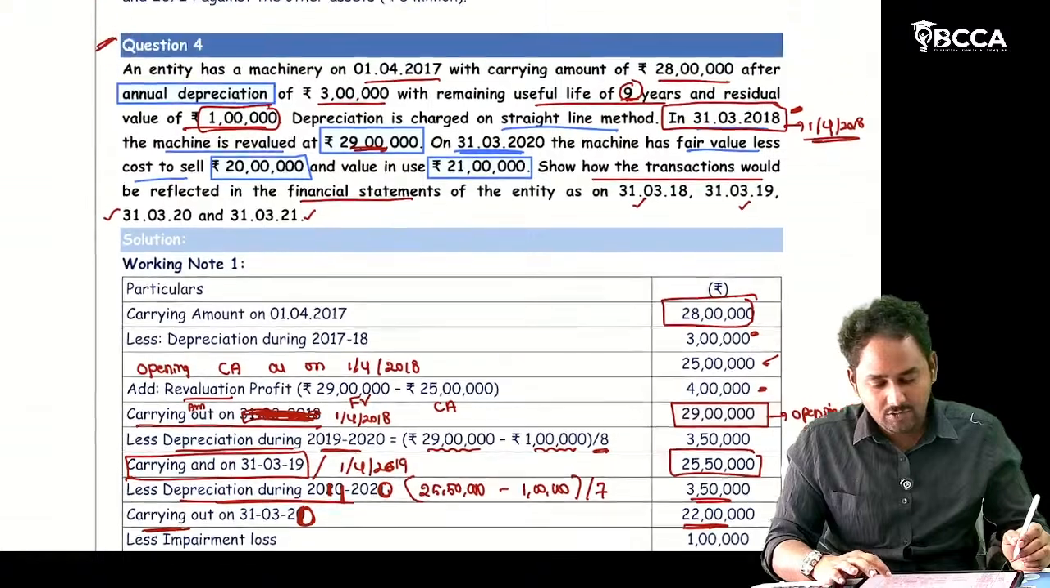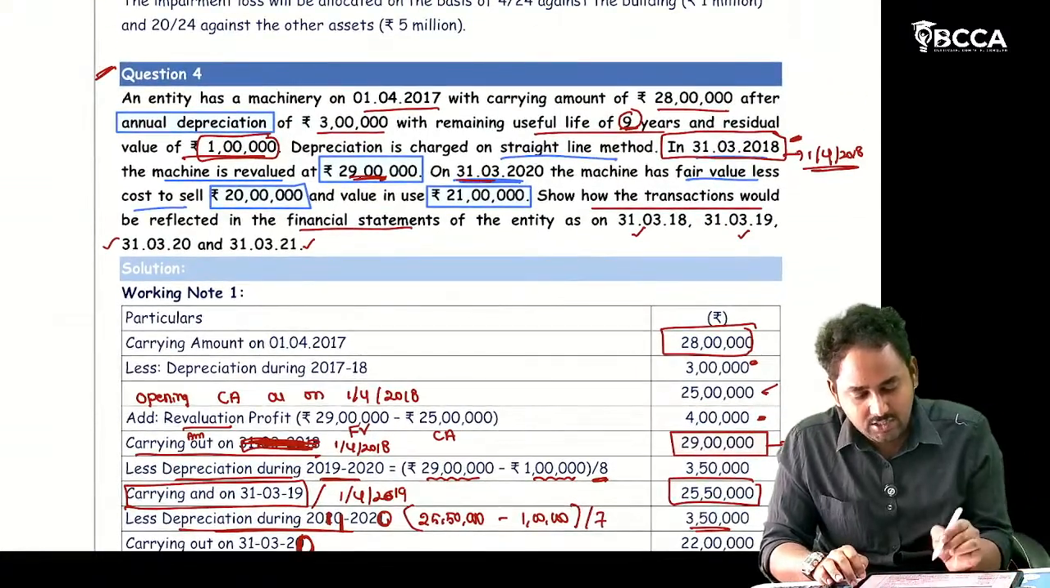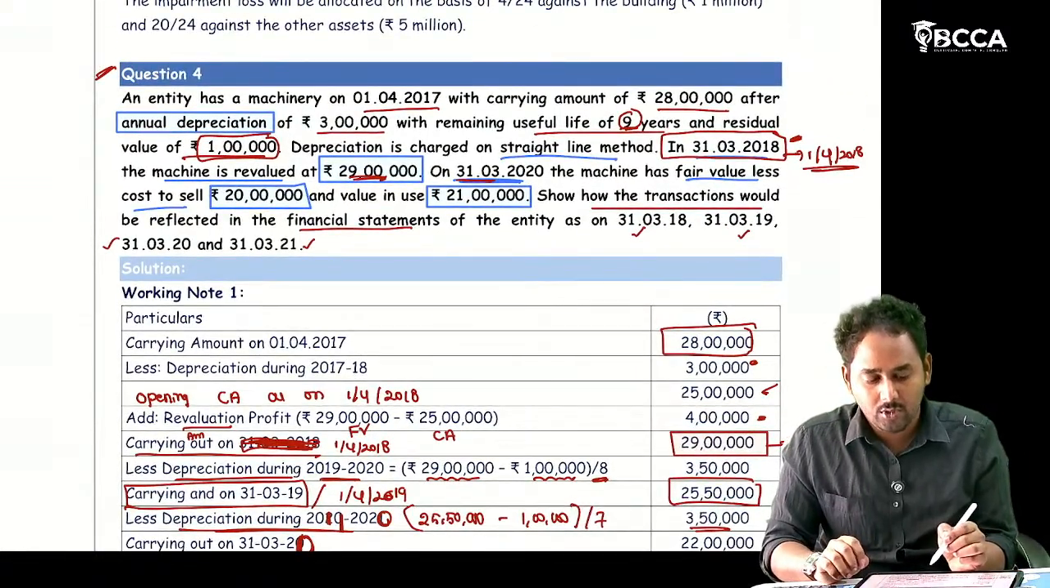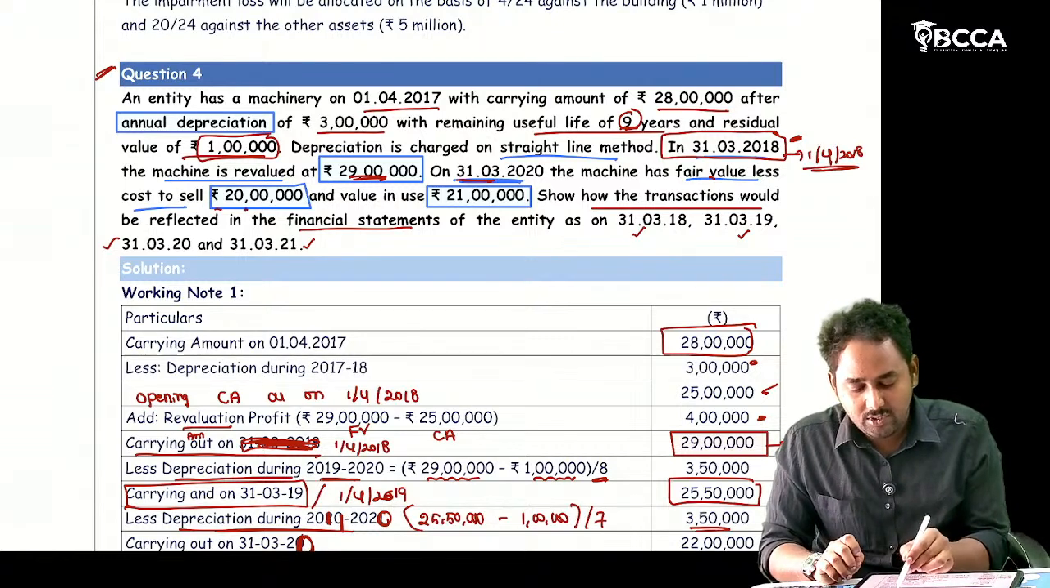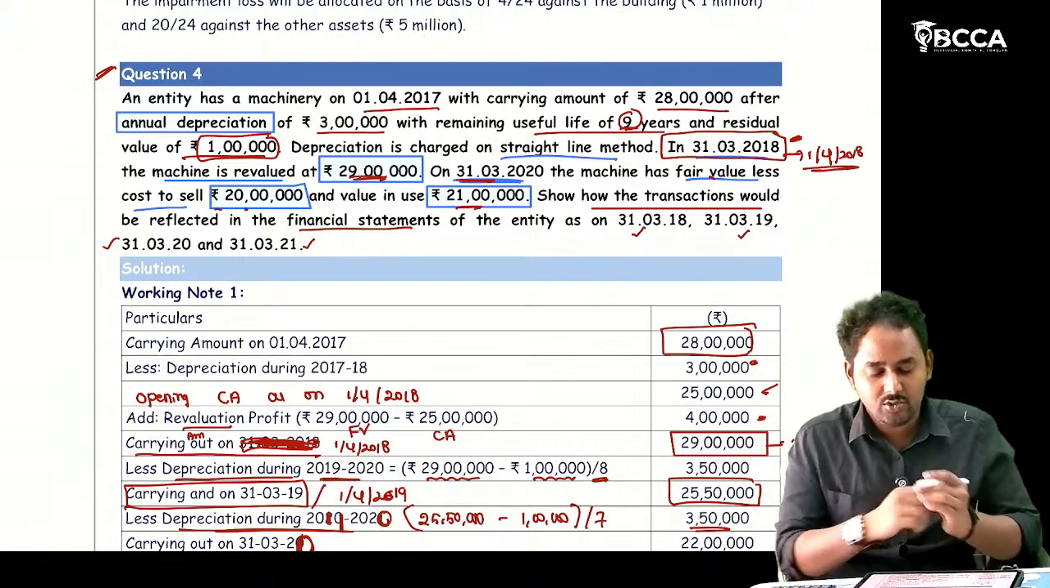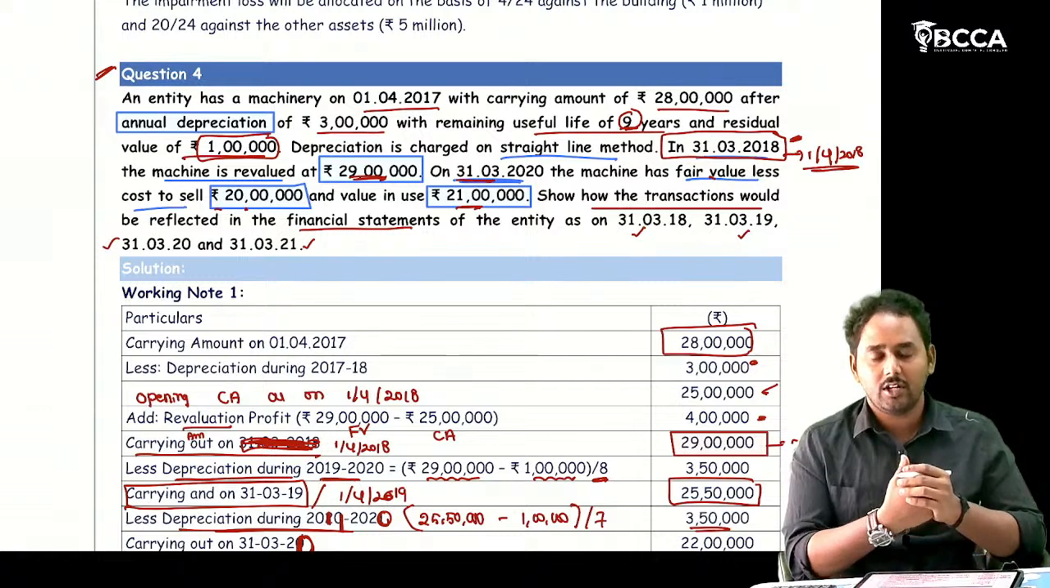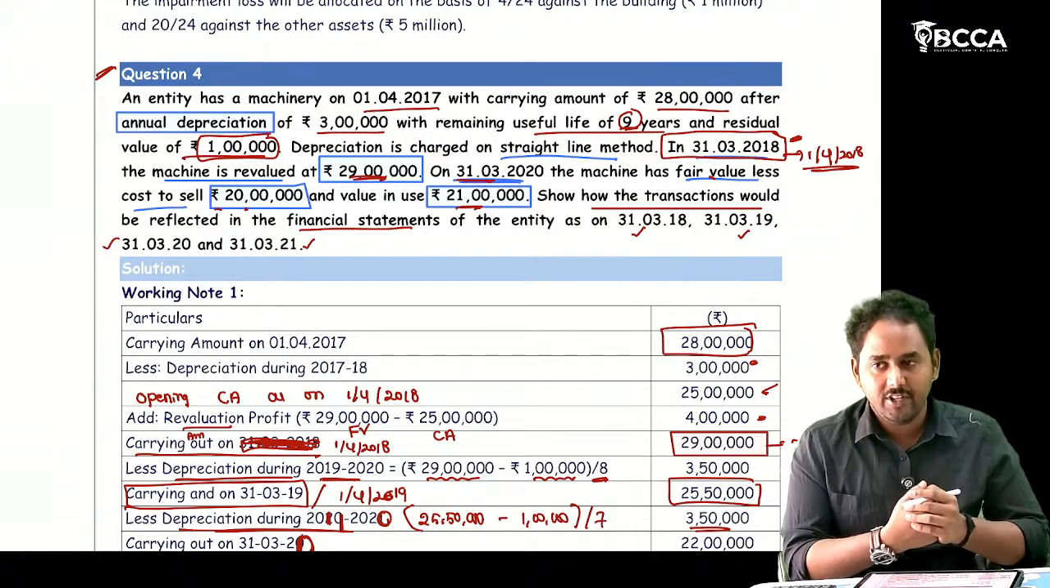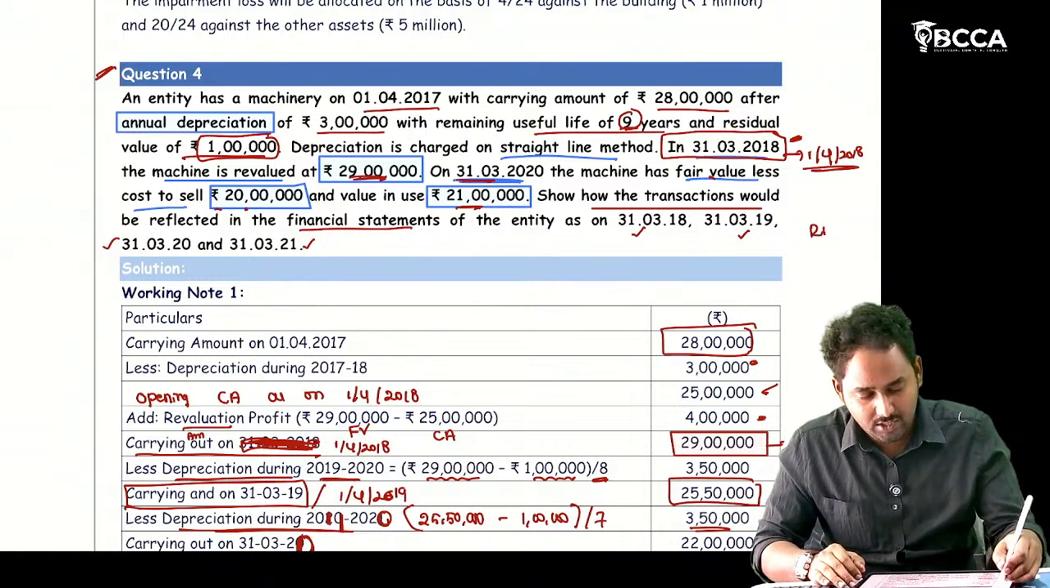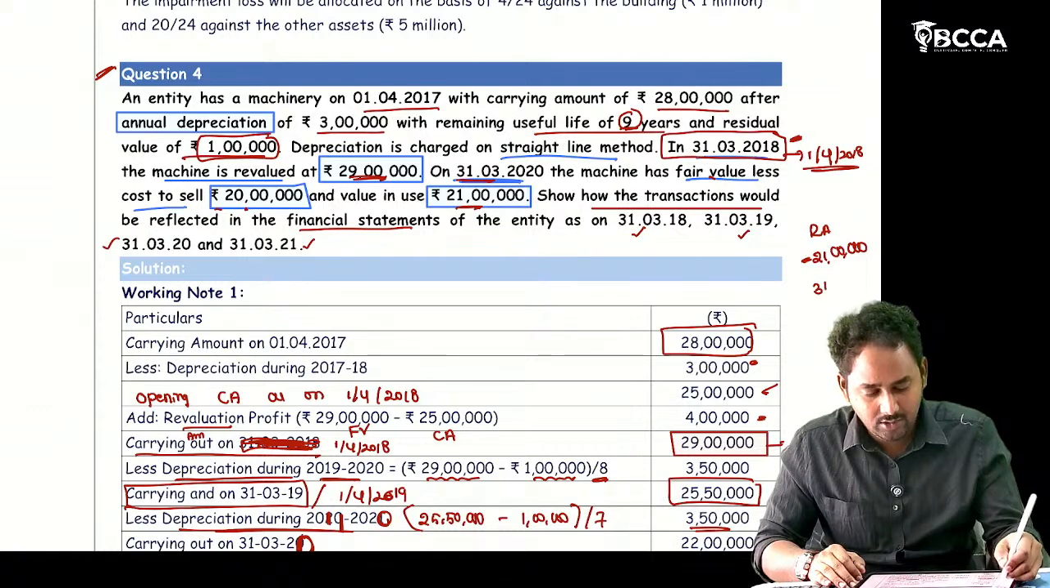Then on 31st March 2020, it has given the recoverable amount. So fair value less cost to sell is 20 lakhs and value in use is 21 lakhs. What is the recoverable amount? Recoverable amount is higher of fair value less cost to sell or value in use. So in this case, what is the recoverable amount? 21 lakhs as on 31st March 2020.